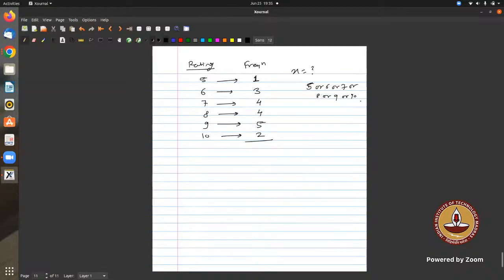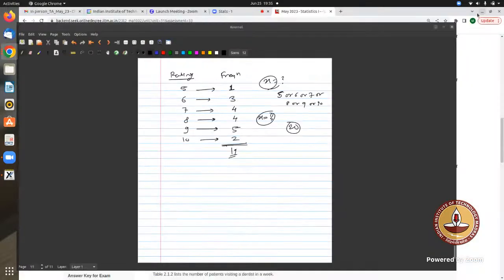Is that clear? So the total number of observations is 20, but if you add all this up, 1 plus 3 is 4, 4 plus 4 is 8, and so on, it comes to 19. So one observation is missing. If I know what x is, I can increase that frequency by 1.